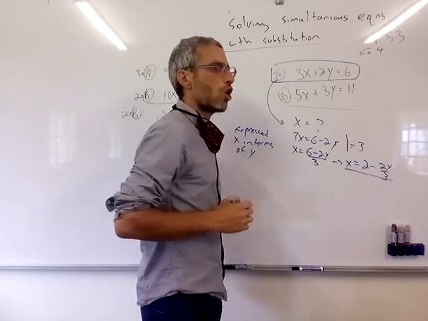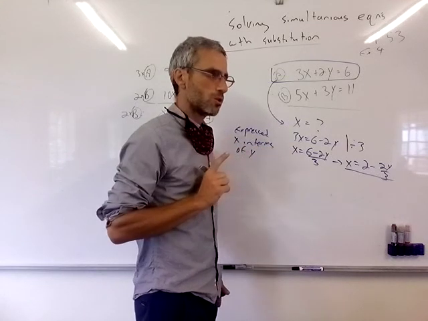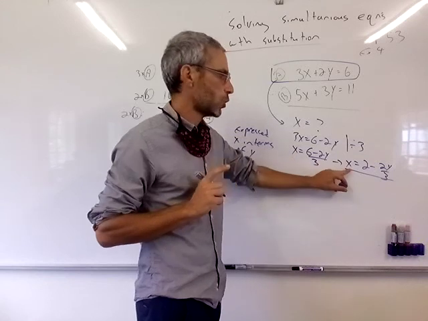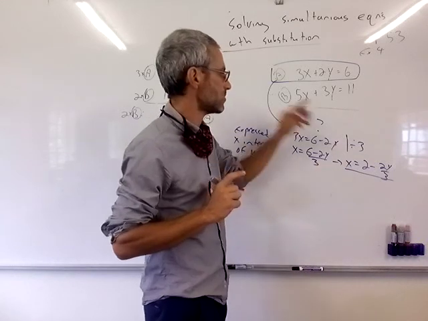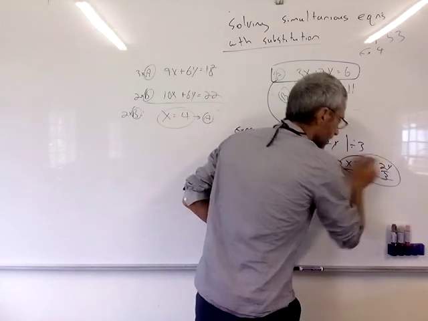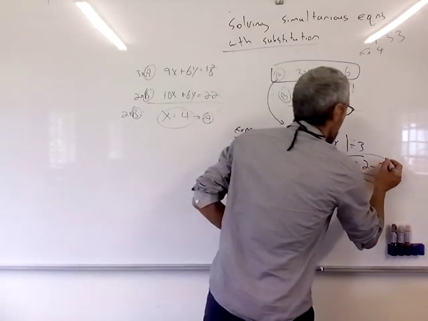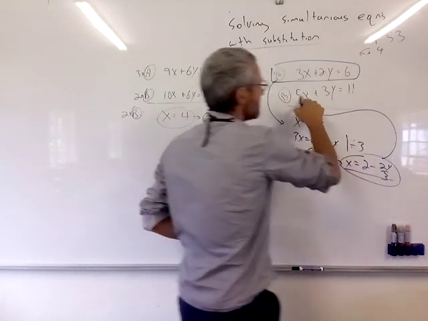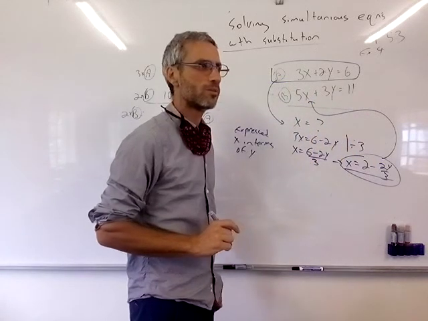The answer is you can't keep it like that. It's just a stage. So the first stage is to express x in terms of y. What are we going to do now? We're going to take this expression of x in terms of y and feed it back into the x in the other equation.